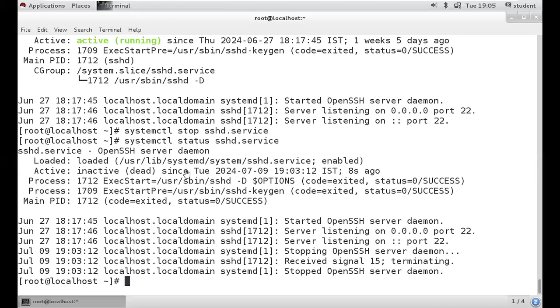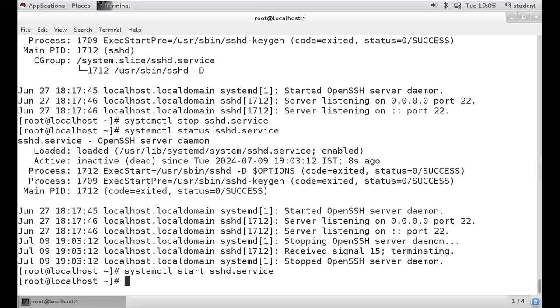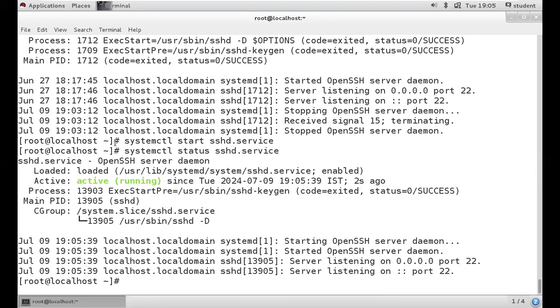Sorry, we are unable to access this machine from another machine remotely, right? So how to start this one? Excuse me, guys. Start SSHD. So let's see, guys, here the status. Now it's active.